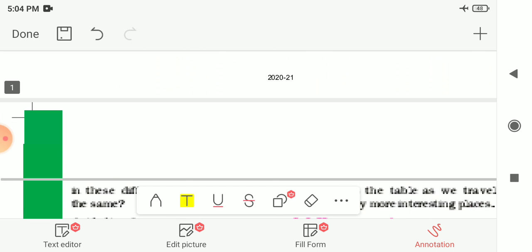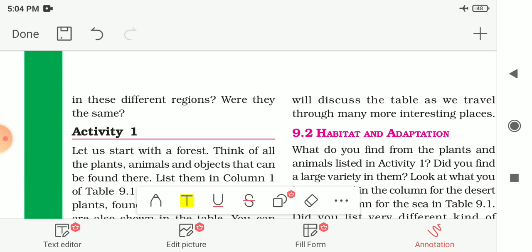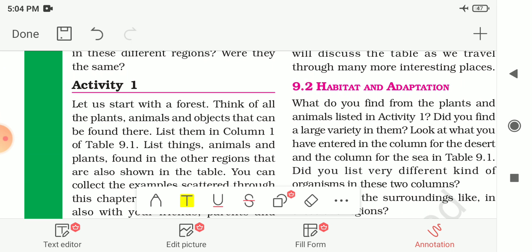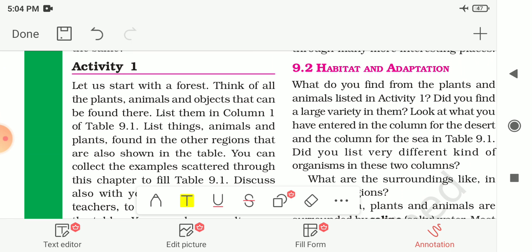So now what about the surroundings of these different regions? Are they the same? We had seen that the creatures, living organisms and plants are different from place to place. So what about these surroundings? Is it the same for each and every region? Here one activity is given to you.